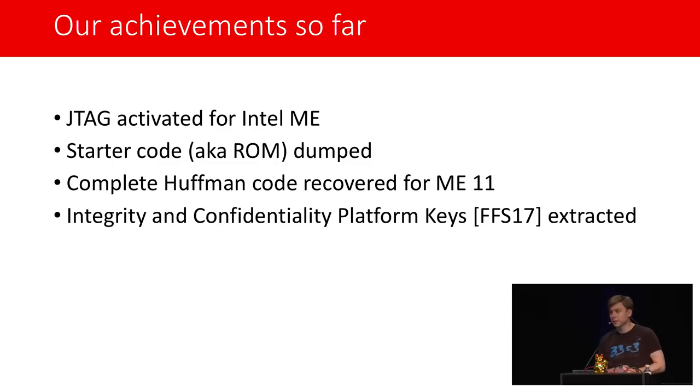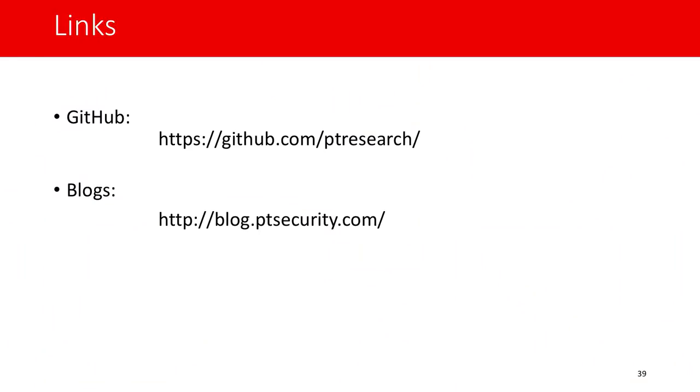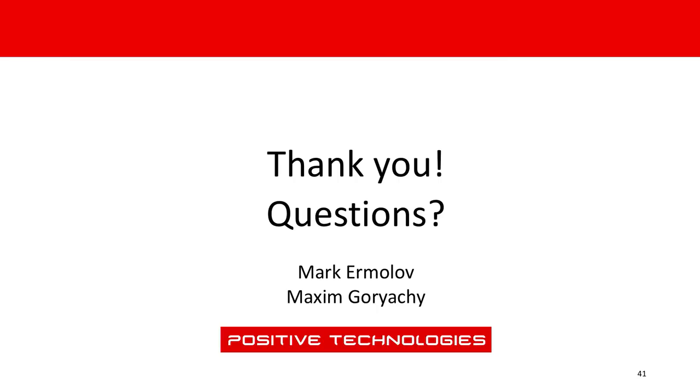And our achievements: JTAG activation. In addition, we activated JTAG for ME. Also, we dumped the ME boot ROM code and found a way to extract the platform's key used by the flash file system. It means that you can decrypt and integrate your own files into ME, and ME doesn't detect it. Our links are on our GitHub page, where you can find our tools for ME reversing and research, and our blog with our articles and references. Thank you for your attention.